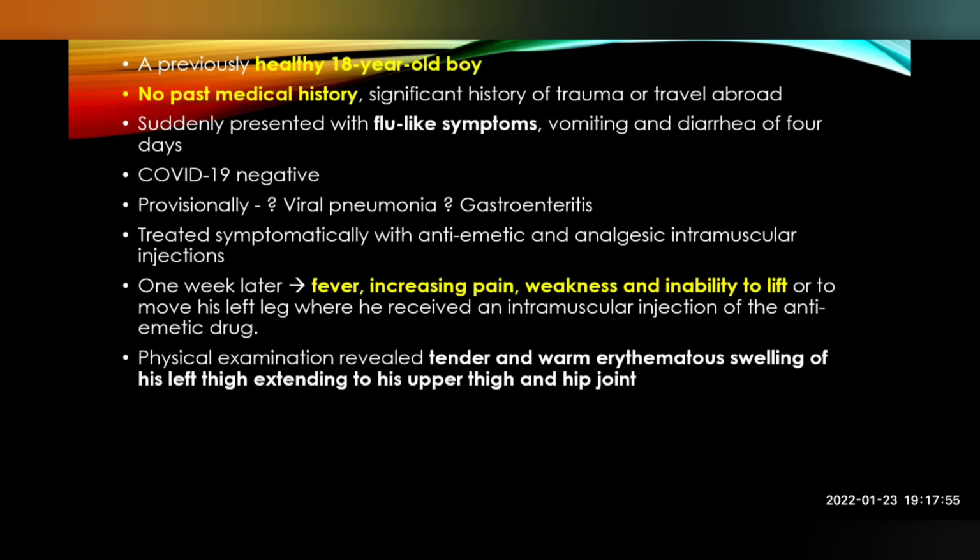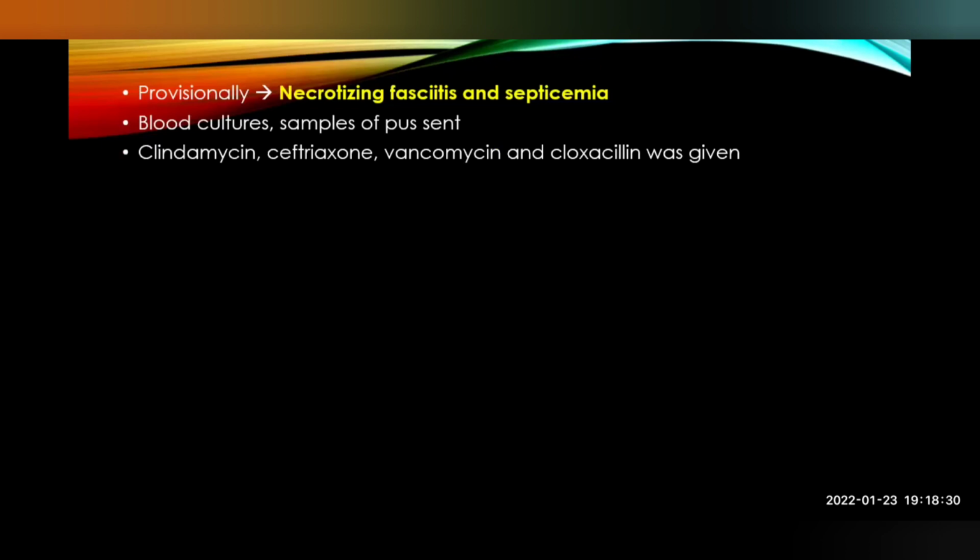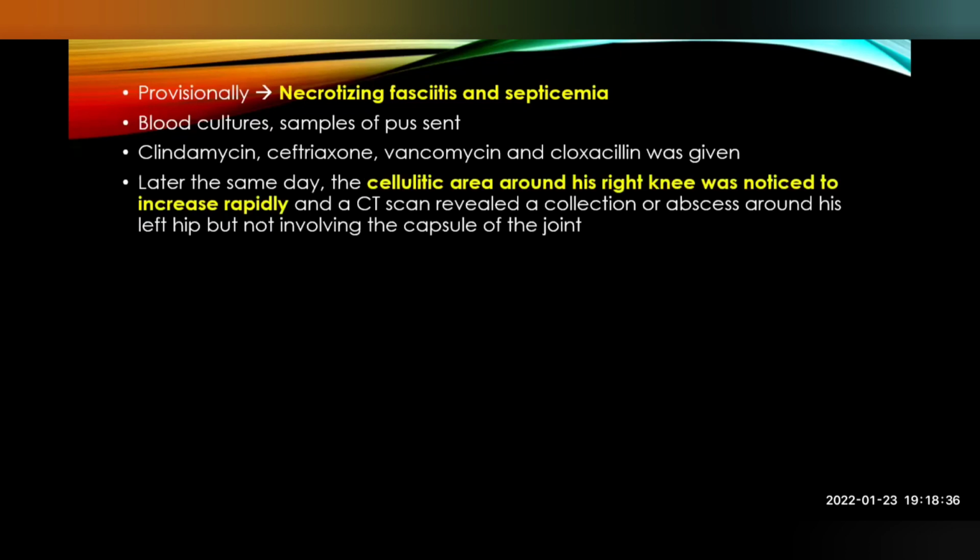Physical examination revealed tender, warm, erythematous swelling of the left thigh, extending up to the upper thigh and hip joint. The patient was having tachycardia, leukocytopenia, and transaminitis. Ultrasound was done of the left hip. Chest X-ray was taken. Echocardiography was done. Doppler was done, and there was no abnormality detected in any of these. So the patient was provisionally diagnosed to have necrotizing fasciitis with septicemia, and blood cultures and pus samples were sent. The patient was given clindamycin, ceftriaxone, vancomycin, and cloxacillin.